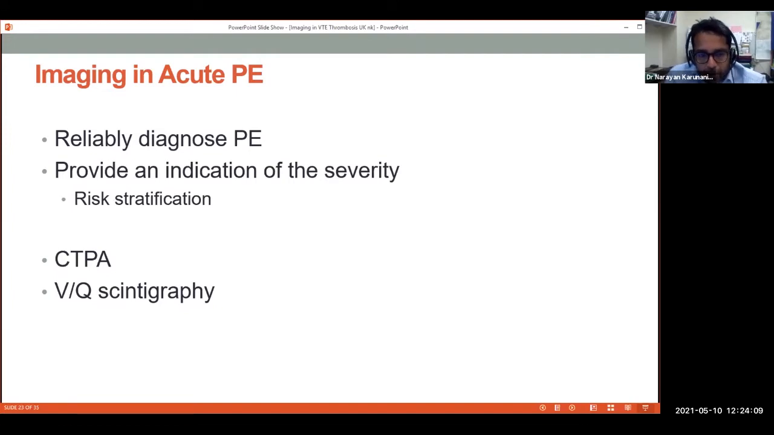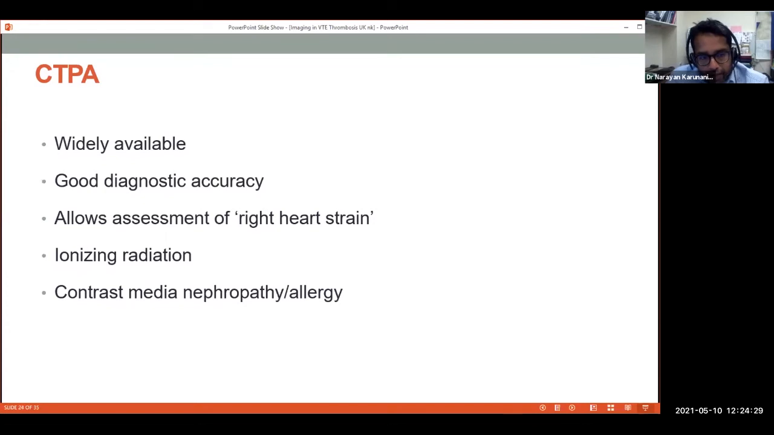Here, within acute pulmonary emboli, CTPA forms a mainstay of imaging, but increasingly ventilation perfusion scintigraphy, and there are two techniques I'll describe in a minute, are increasingly becoming useful because they are safe, they are reliable, and have significant advantages. So firstly, with CT pulmonary angiograms, it is widely available and provides excellent diagnostic accuracy, and in addition allows the assessment for right heart strain, which becomes an important factor when we're dealing with the more severe end of the spectrum when it comes to pulmonary emboli.